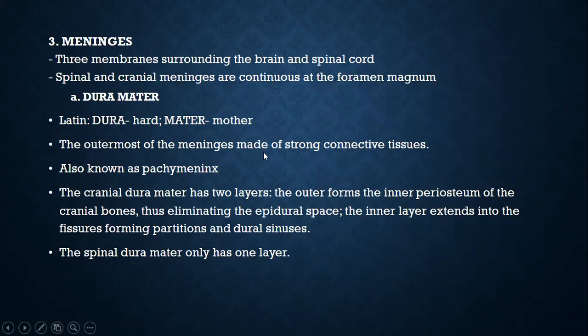The outermost of the meninges, made of strong connective tissue, and the cranial dura mater has 2 layers. The outer layer forms the inner periosteum of the cranial bones, thus eliminating the epidural space, and the inner layer extends into the fissures, forming the partitions of dural sinuses. And the spinal dura mater has only 1 layer.